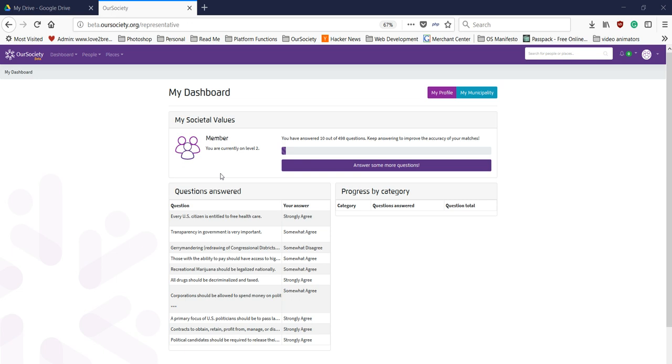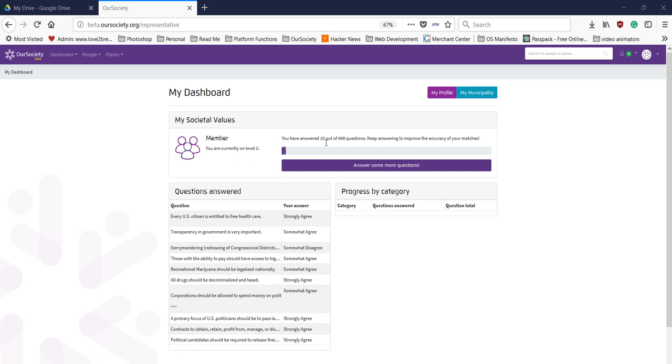So when you log into your dashboard, right away you'll see that this top gray bar here says My Societal Values. It'll give you your badge. This is a leveled badge, kind of to gamify the experience, so people continue to earn levels as they answer more questions. This taskbar here will tell you your progress against the total amount of questions. So this will unlikely fill up very far for you in the long term.